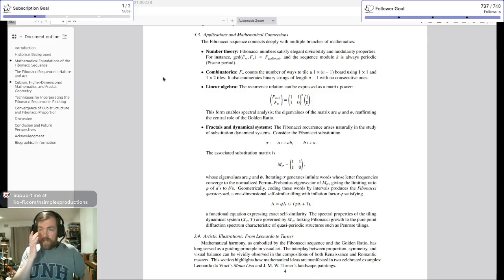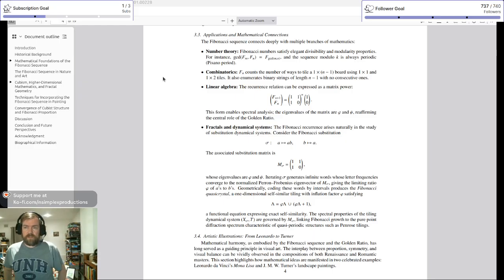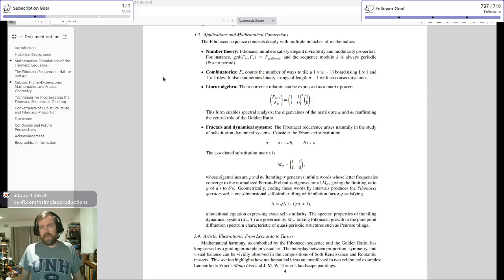The Fibonacci sequence connects deeply with multiple branches of mathematics. Number theory: Fibonacci numbers satisfy elegant divisibility and modularity properties. For instance, GCD of F_m and F_n is equal to F of GCD of m and n, and the sequence modulo k is always periodic, the Pisano period. Combinatorics: F_n counts the number of ways to tile a 1 by n-1 board using 1 by 1 and 1 by 2 tiles. It also enumerates binary strings of length n-1 with no consecutive ones.